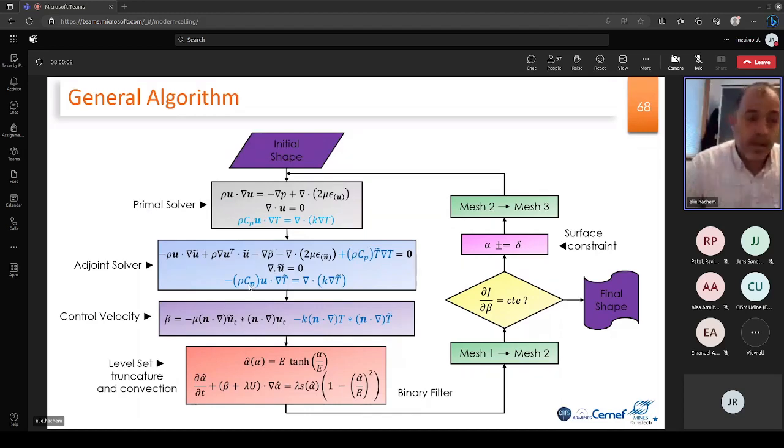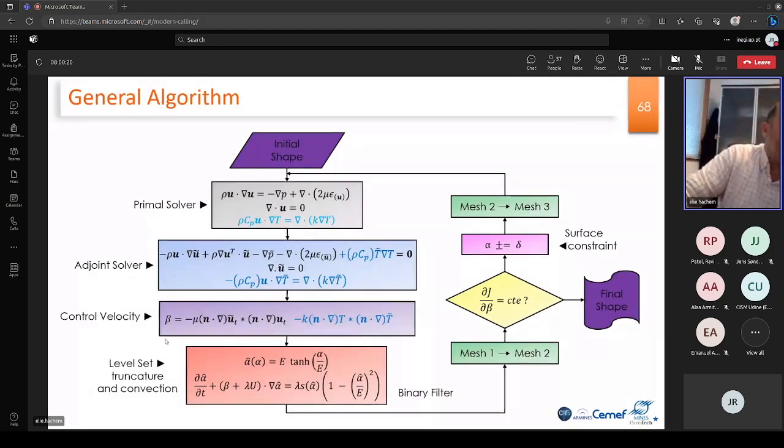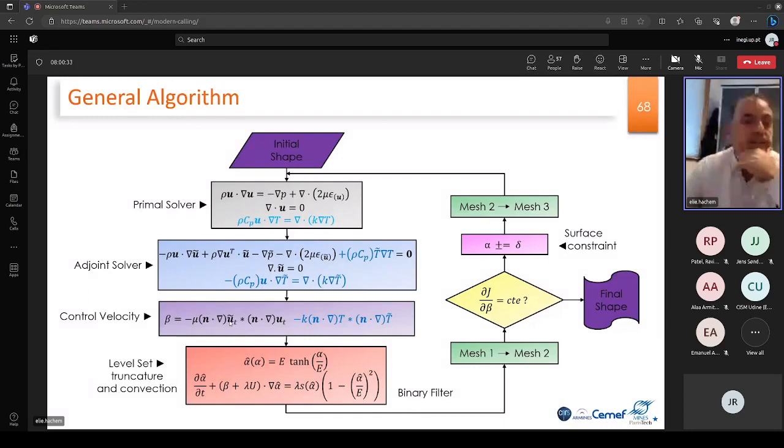You can also derive it from the same equation. If you have the convection diffusion equation of the temperature, you can also have the convection diffusion of the tilde. It's only a change of variable and a change of sign in the convection. And then from all these unknowns that you get, you can construct your control velocity beta in function of U tilde, U, the temperature and the temperature tilde. And then this beta will be used to convect your interface. And then you know the story, and you can iterate until you get the final shape.